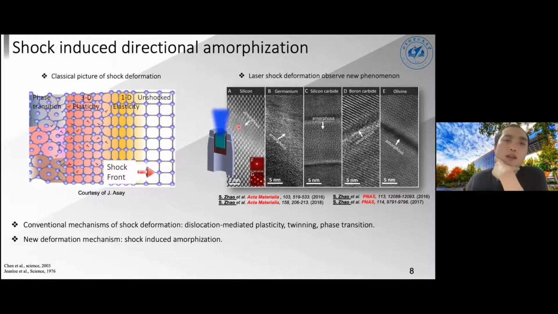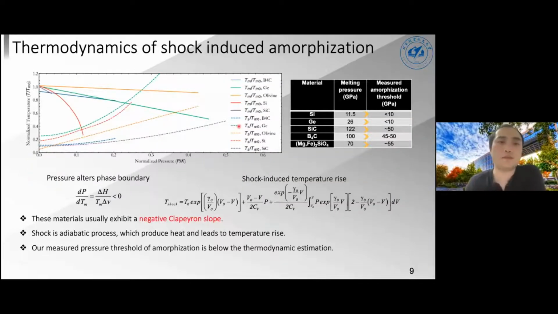So we of course want to understand the mechanism of amorphization, and I don't want to get into the details, but essentially we try to understand whether this amorphization is achieved through melting and quenching, or is it solid state? So here I plot, for these 5 different materials we studied, the phase diagram against the shock-induced temperature rise. The solid line is the phase diagram. The dotted line is the computed temperature rise at the shock front.